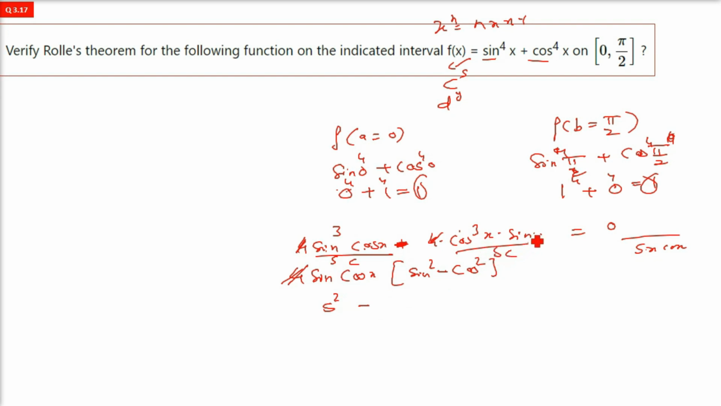So this will only be sine square, and this will only be cos square: sine square minus cos square. And now this is equal to 0. You can do one more thing. You can divide both sides by sine square, or cos square now. Cos square will be better.